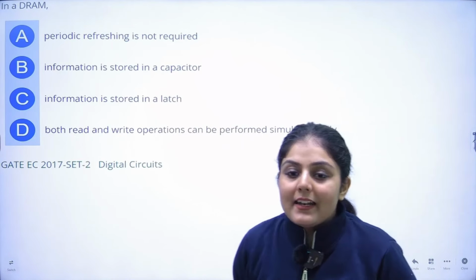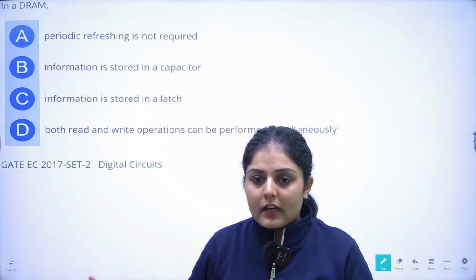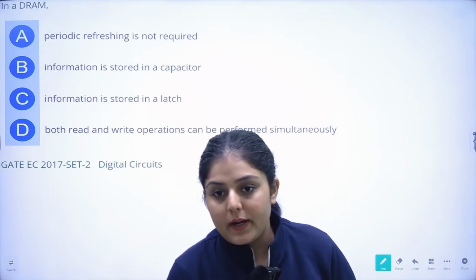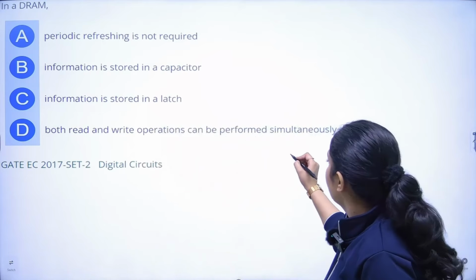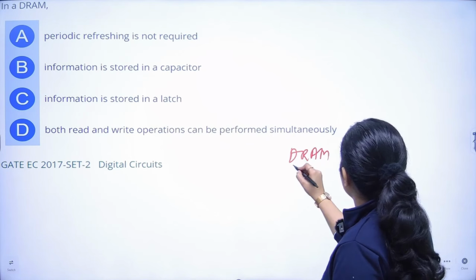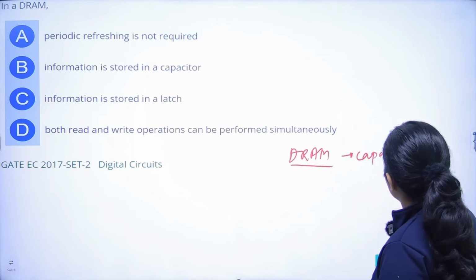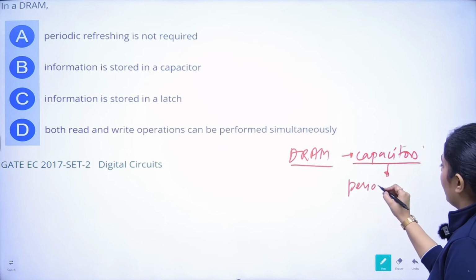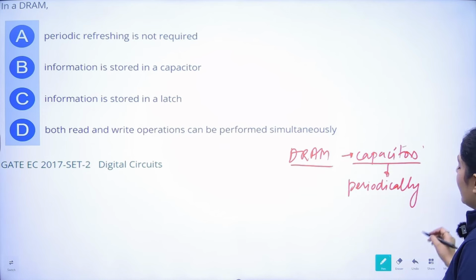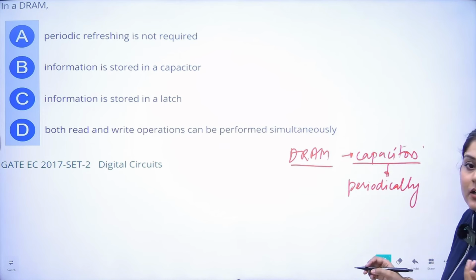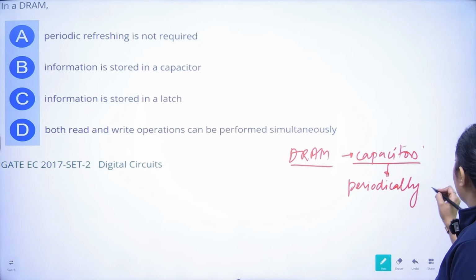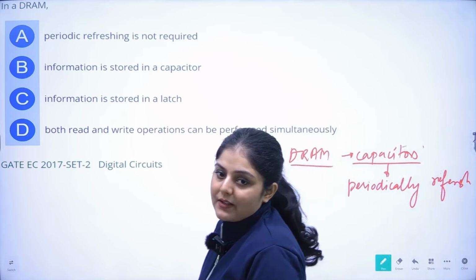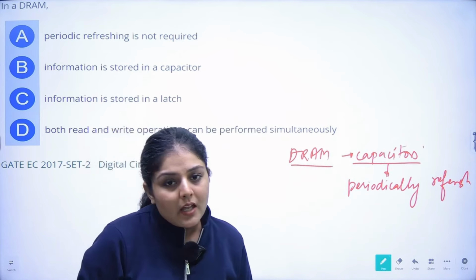Next question. In a DRAM, that is the dynamic RAM, there are options given and we have to choose one option. Periodic refreshing is not required. So it is not true for DRAM. DRAM is made up of capacitors, so we have to periodically refresh them in order to keep the data as it is. So the first option is not correct.